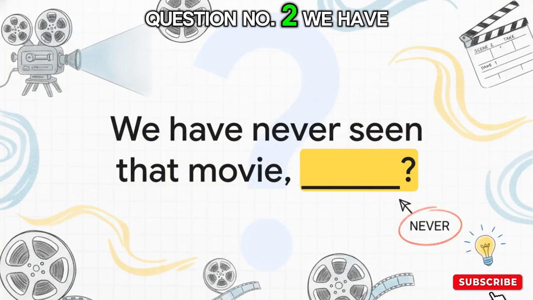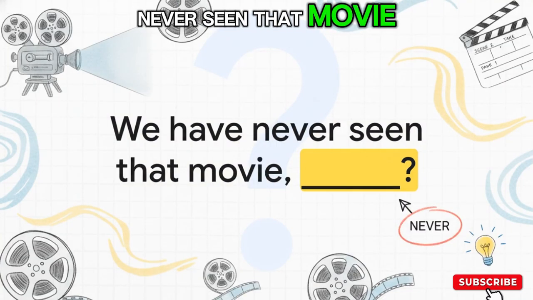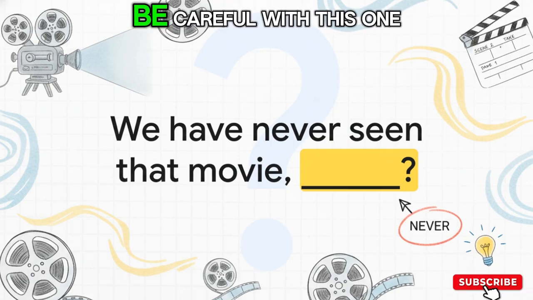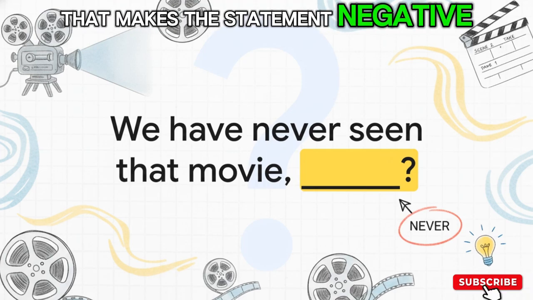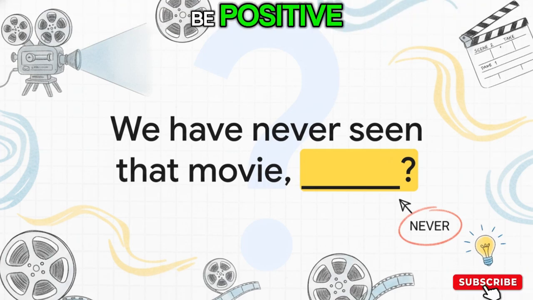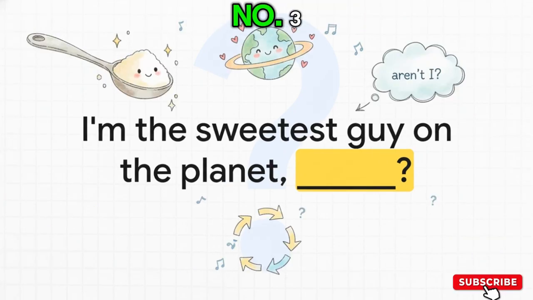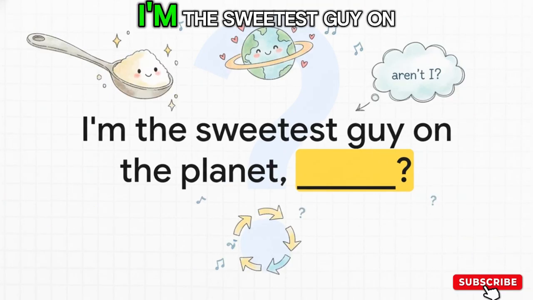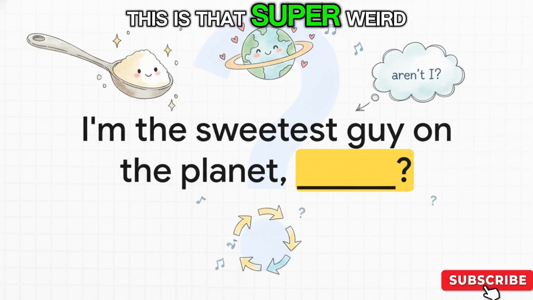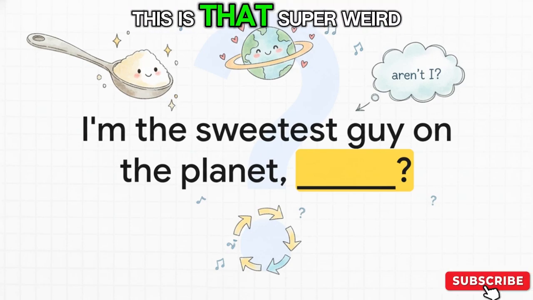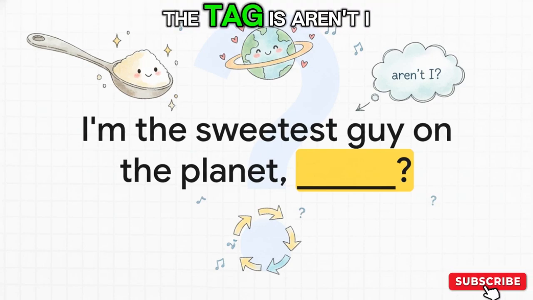Question number 2. We have never seen that movie. Be careful with this one. Remember that tricky word never? That makes the statement negative, so the tag has to be positive. Have we? Okay, number 3. I'm the sweetest guy on the planet. You know this one, don't you? This is that super weird one we talked about. The tag is, aren't I?